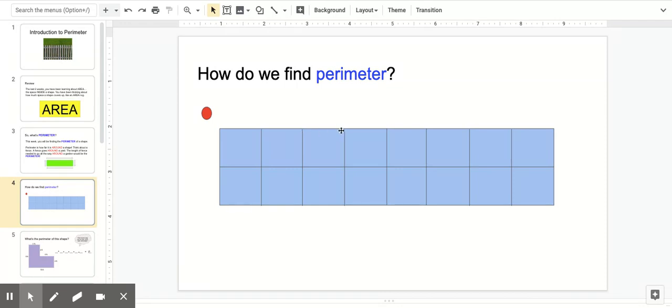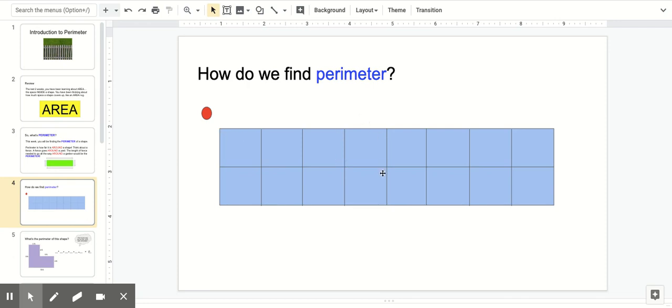2, 3, 4, 5, 6, 7, 8. We still need to have fence on the ends. So 9, 10, 11, 12, 13, 14, 15, 16, 17, 18, 19, 20. And I'm going to stop there because that was where I started counting. That's what my red dot means.